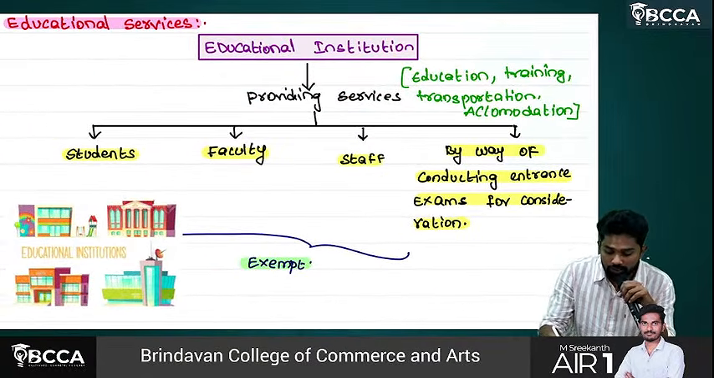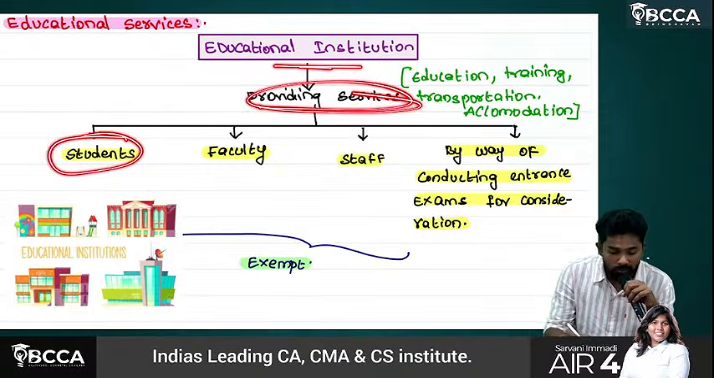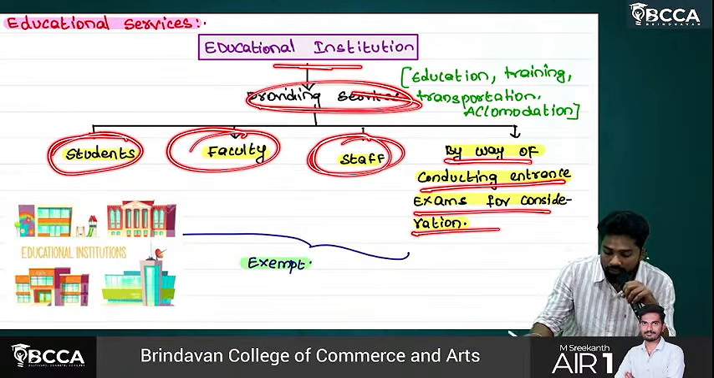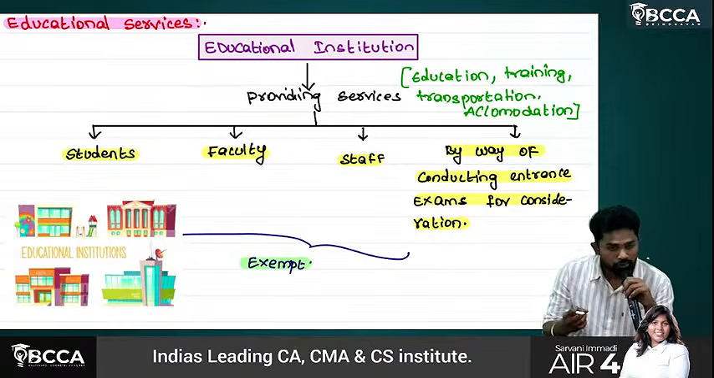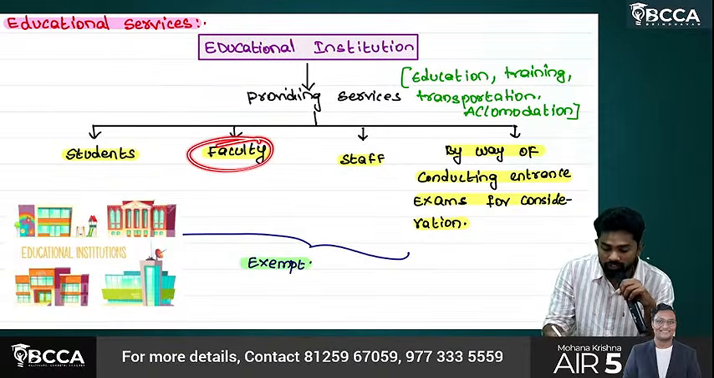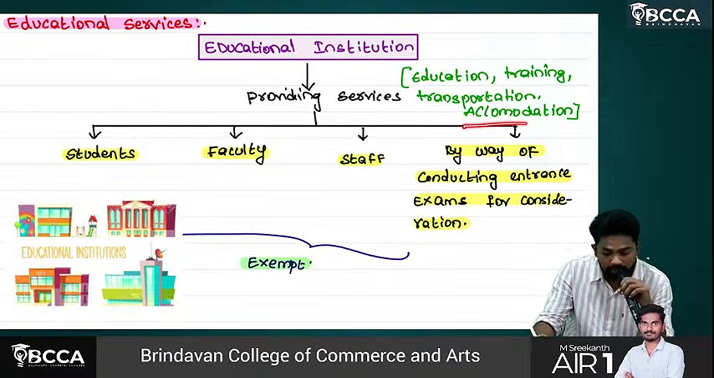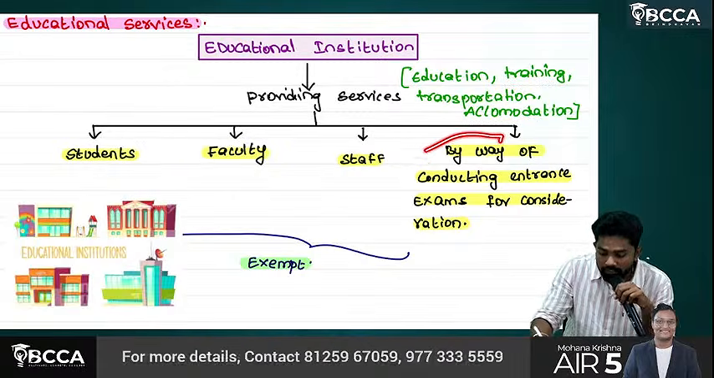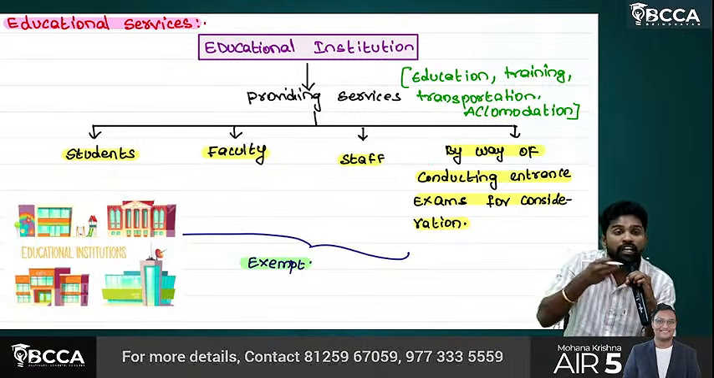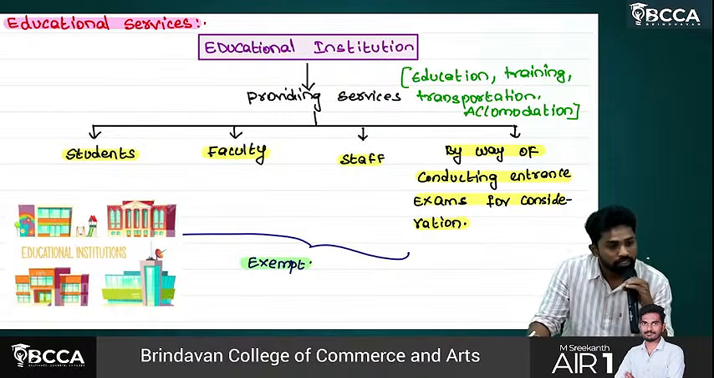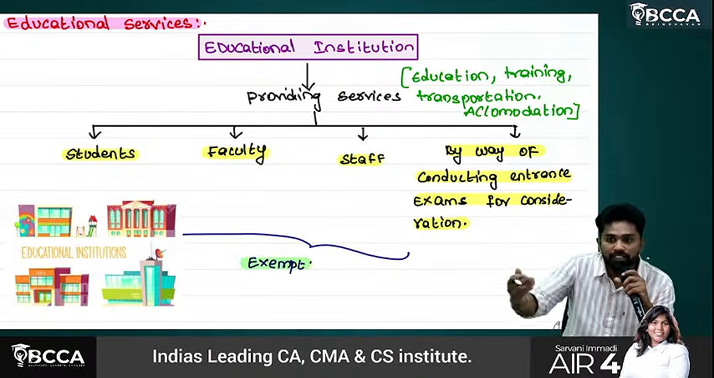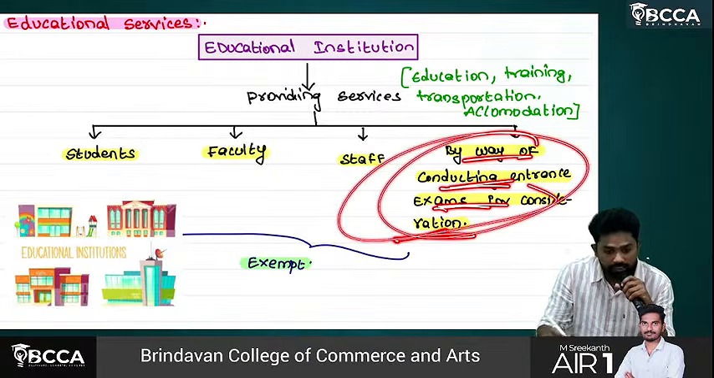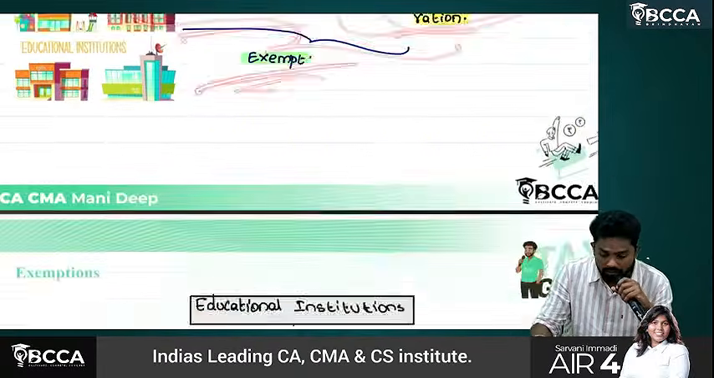Sir, educational institutions will provide services to whom? Students, faculty, staff, and by way of conducting entrance exams for consideration. So for students, okay, education service. For faculty, what service, sir? Training, transportation, accommodation. For staff also the same: training, transportation, accommodation. And the next one, to the students who want to get admission in this particular institution, they may conduct entrance exams and all. For that entrance exams also there will be some fees. So by way of conducting entrance exams for consideration, all these are also what? Exempted. All these also exempted.